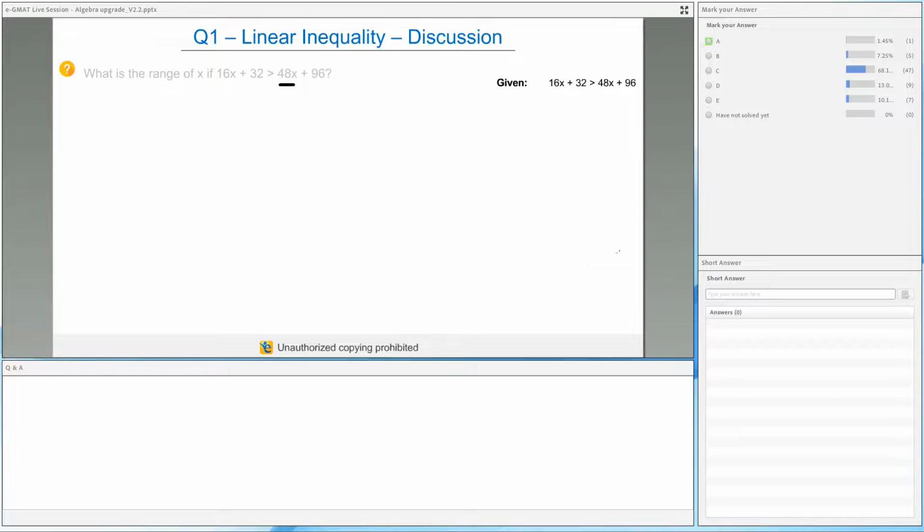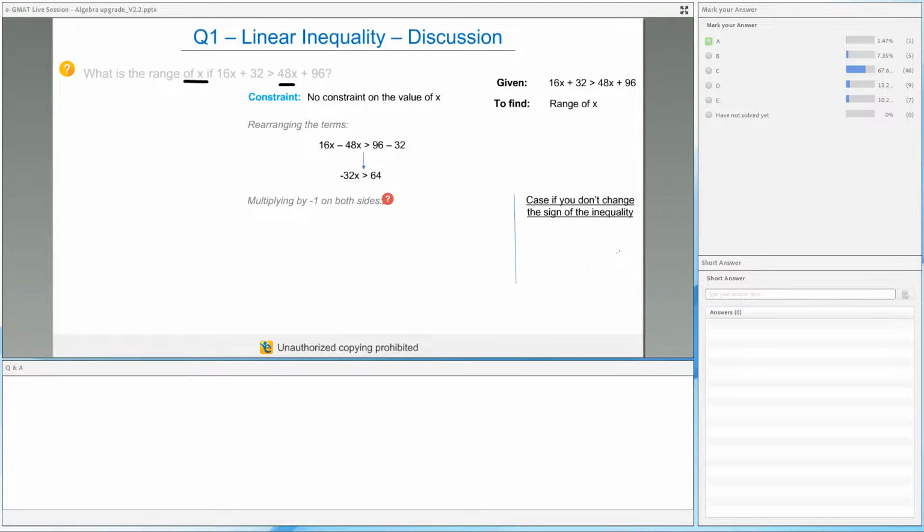So in this case, I'll simply rearrange the terms. I'll take 48x to the other side and bring 32 to the right hand side. I told you in the first question you can do this. It's almost similar to how you solve an equation. Once I have this, I get minus 32x is greater than 64, and once again, if you forget to change the sign, you will end up making a mistake. Since you want the range of x and not minus x, you need to multiply both sides by -1 and change the sign.